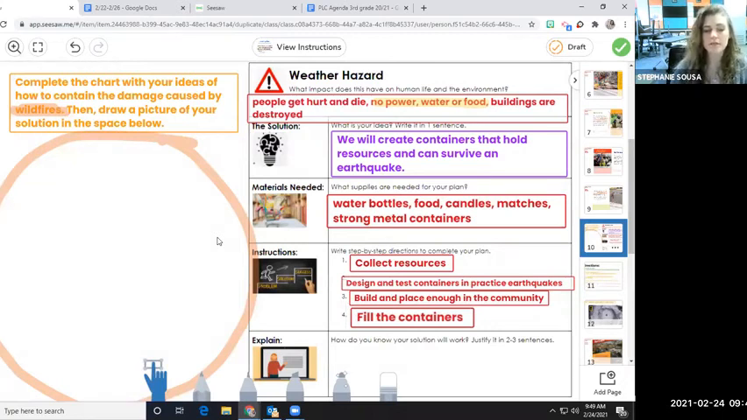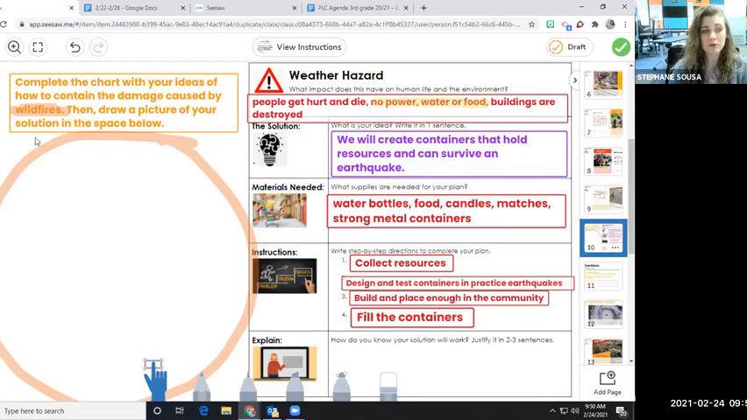So let's talk about this last one. How do you know your solution will work? Justify it in 2 to 3 sentences. So I'm thinking about this. We've read that people are often hungry and dehydrated after disasters. We know that people need food and need water. So if we provide food and water before the natural disaster occurs, then afterwards they would not be hungry or dehydrated because they have those resources available to them.